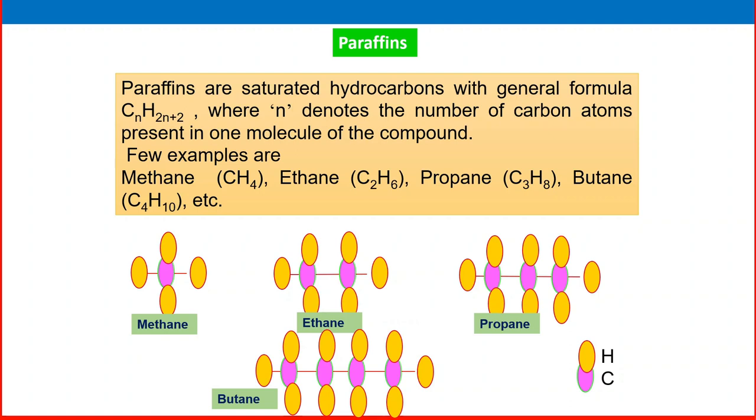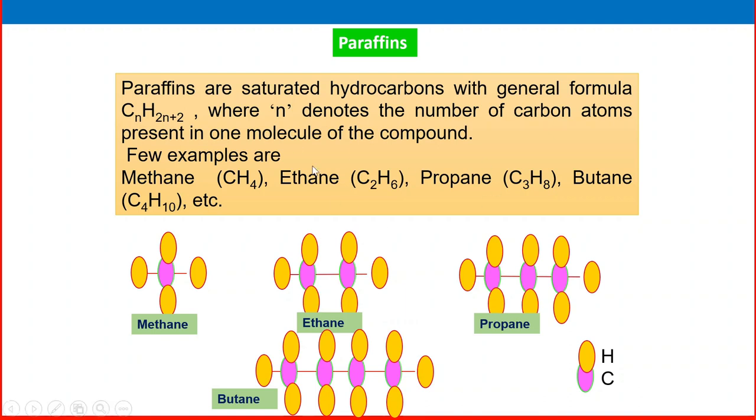In that way, in the downside you can see methane, one carbon atom plus 4 hydrogen atoms, then 2 carbon atoms with 6 hydrogen atoms, then 3 carbon atoms, and hydrogen is increasing to 4, then 6, then 8, then 10. One carbon increases, C1 to C2, then C3, and hydrogen increases by 2 each time. So these are our studies.